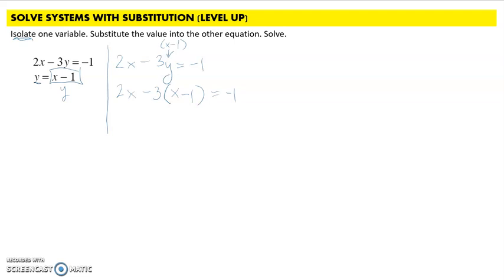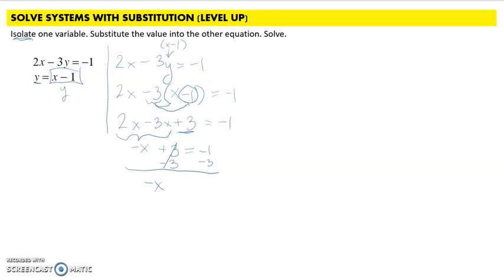Okay, now it's solving an equation. We have distribution, good practice with lots of skills we've used. So we're going to take that -3 times x, so we get -3x, and we're going to take -3 times -1, which gives us +3 equals -1. Combine like terms, so 2x minus 3x, that's going to be -x, plus 3, don't lose that, that's still there, equals -1. All right, isolate the x, so let's zero out the +3.